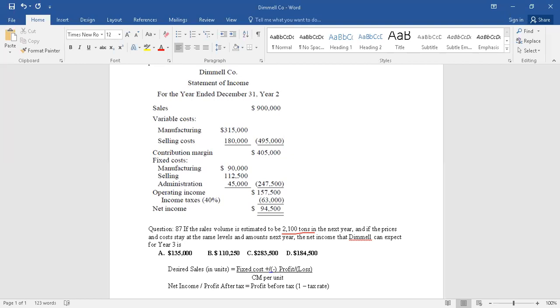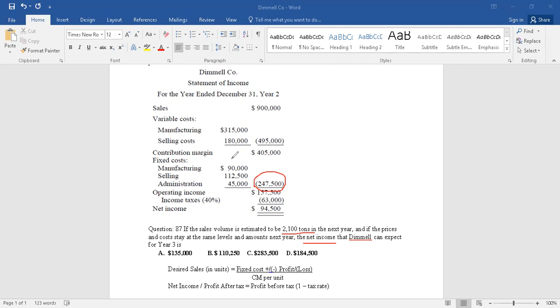The total amount of fixed cost we already understand from the income statement is 247,500, very clearly mentioned there. Now we are asked to find out the net income, which is profit after tax. It's not about directly finding profit after tax. First, we have to find out profit before tax, and then after that, profit after tax. So first let's apply this formula: fixed cost plus profit divided by contribution margin per unit.